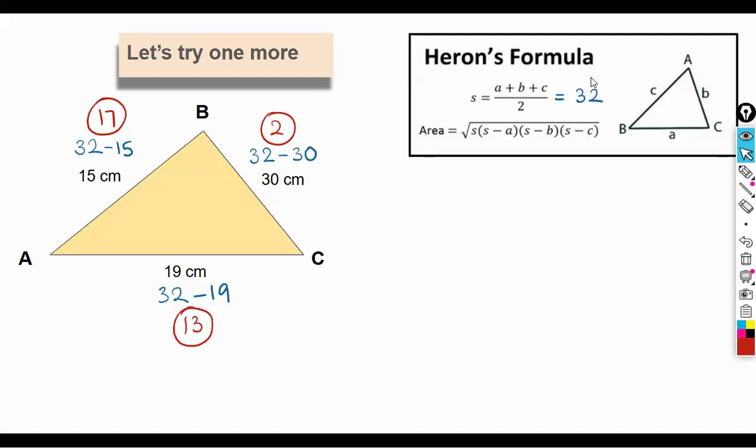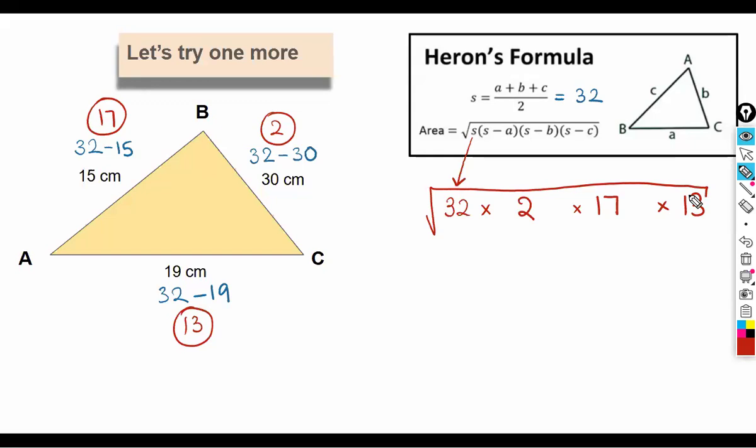We have to put all four things together now. The formula says take the value of S, which is 32, and then these three values, multiply them after. That's what S minus A means, S minus B, S minus C. That's after you minus the length of each side. So you put 2, 17, and 13. You can put them in any order. It really doesn't matter. And then you square root that final answer.